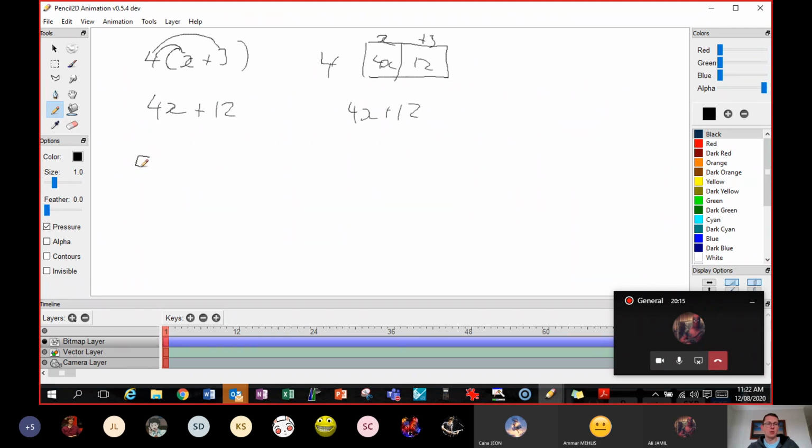Let's try another one. 5, let's go with 3 plus a. I'm going to distribute the 5 times 3. That will give me 15. 5 times a will give me 5a. 15 plus 5a.